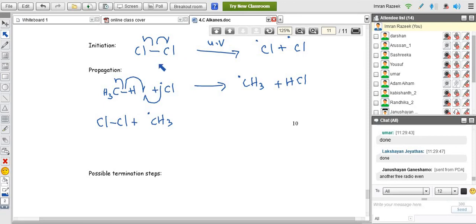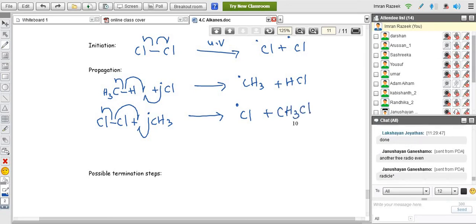Another free radical, right? So how to produce a free radical from this chlorine as a result of the homolytic bond fission, right? So it forces it to break homolytically. Don't worry much about the movement of the arrows. So you get a chlorine free radical and CH3Cl, right? So now you have the main product produced as a result of the free radical substitution reaction of methane with chlorine. You have chloromethane produced along with HCl. These are the two products of the propagation step.